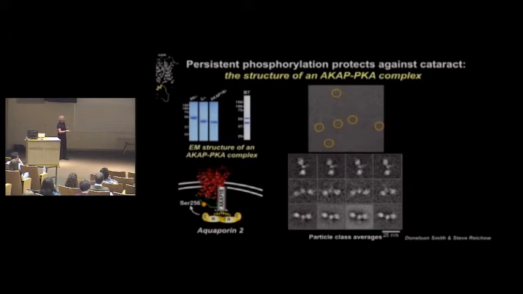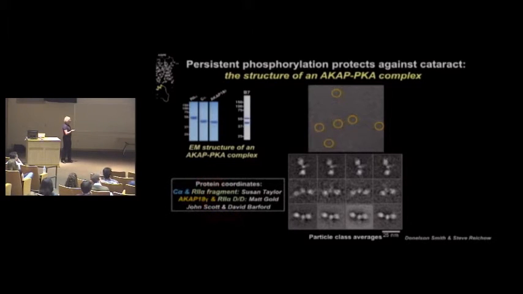So here are some class averages. Each of these has in the order of 800 to 600 individual particles sandwiched on top of each other. So here's one perspective, here's another perspective, and here's another perspective again. It gives you confidence, but it doesn't really tell you where everything is. Using immunogold labeling, we could identify that the anchoring protein was actually this part here.